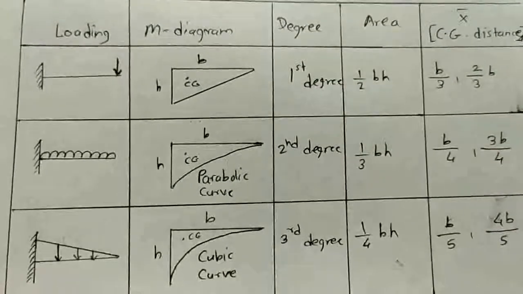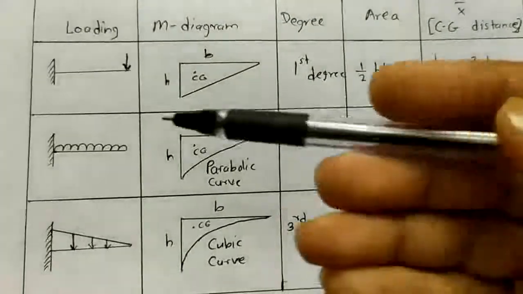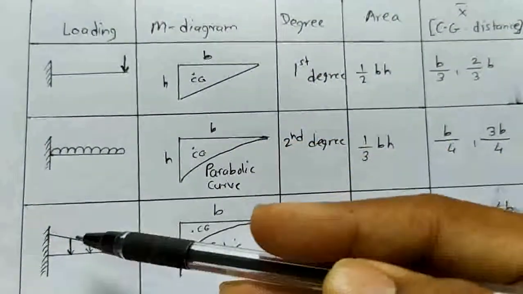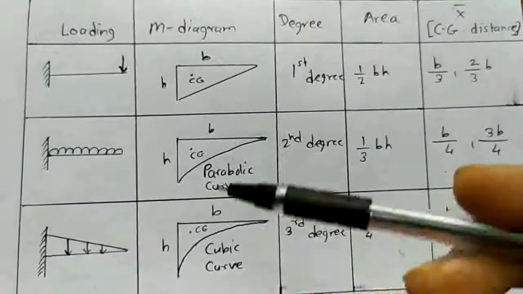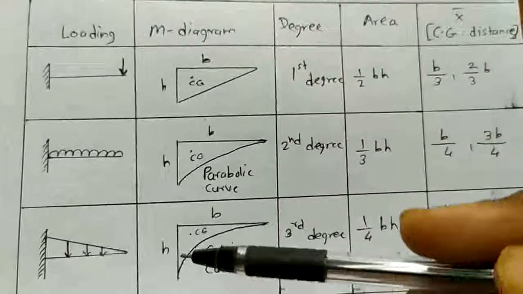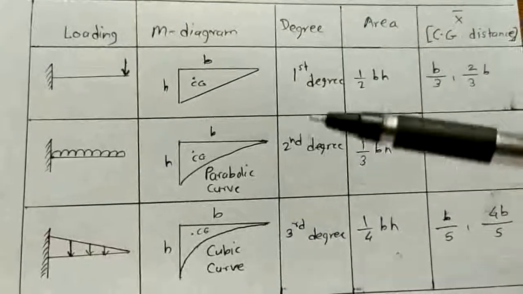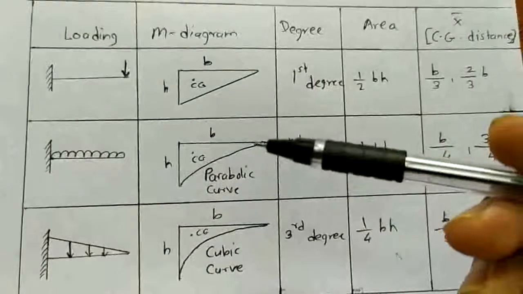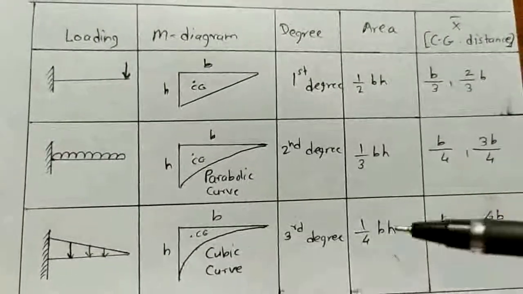So I have shown here three diagrams. First, a cantilever beam subjected to point load, a cantilever beam subjected to UDL, and one subjected to UVL. For these we get these three moment diagrams. Here I got a straight line, here a parabolic curve, and here a cubic curve. So I have shown the degrees here. This is a first degree line, that is a straight line, second degree, that is a curve, and third degree, more curve, that is a cubic curve.